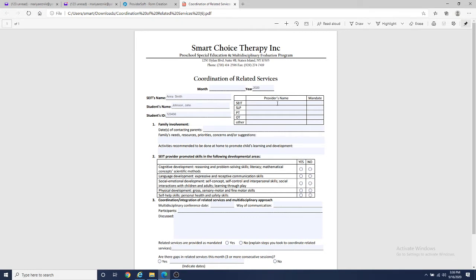Here you're going to write in this line the names of the providers. So you're going to put your name here and the rest of the providers. If one service is not assigned yet, let's say OT is not assigned yet, it's 1 times 30, but it has no provider attached to it, you're going to write here, no provider established. And you're going to write the mandate here.